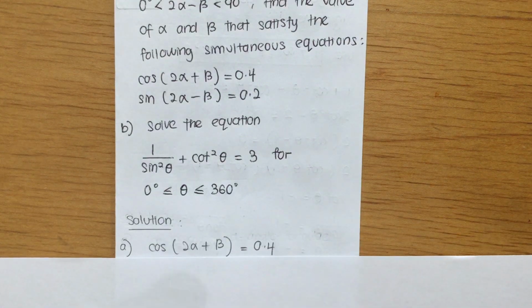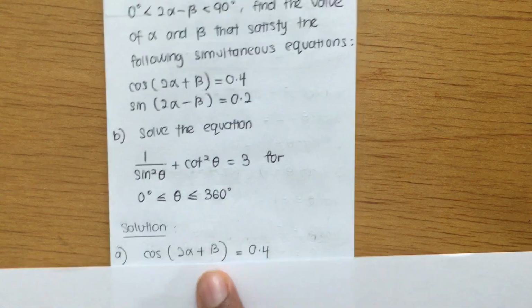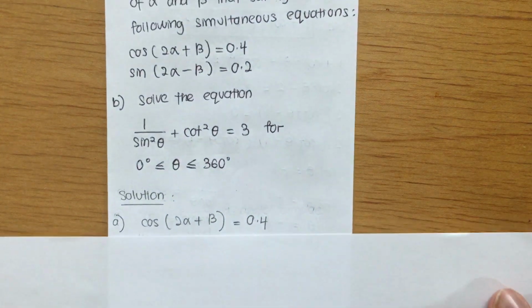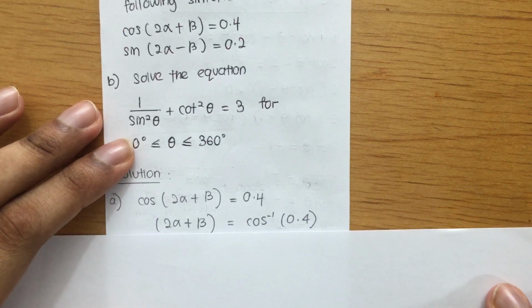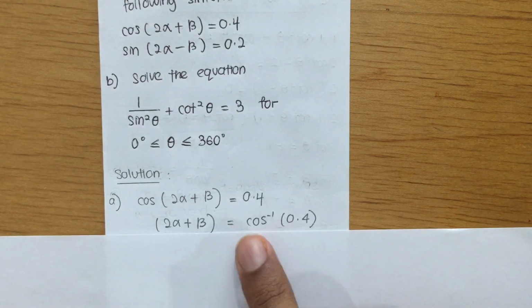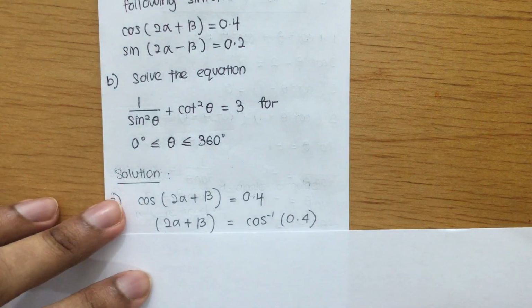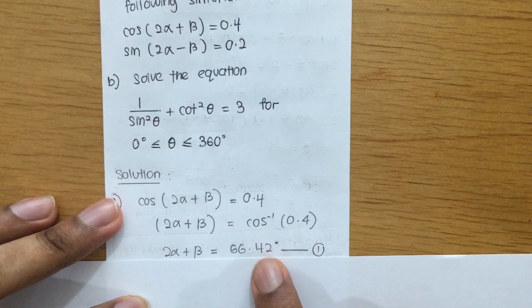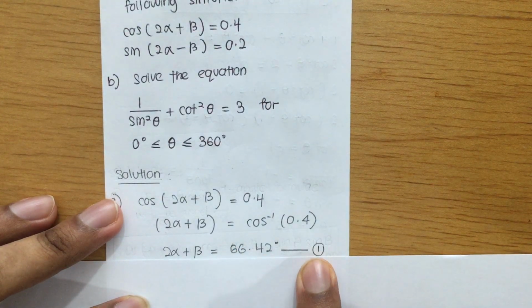So it's given that cos(2 alpha plus beta) equals 0.4. How to find 2 alpha plus beta is very simple guys. We need to take cos inverse of 0.4. So 2 alpha plus beta equals cos inverse 0.4. When you press it in the calculator, you should get your answer: 2 alpha plus beta equals 66.42 degrees. So this will be your first equation guys.